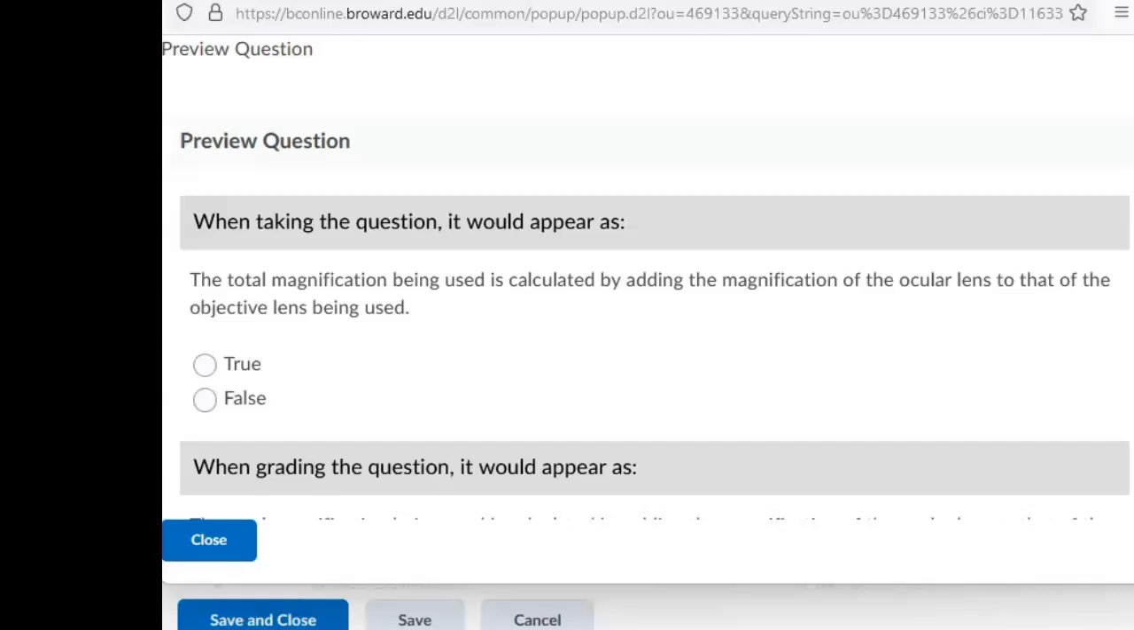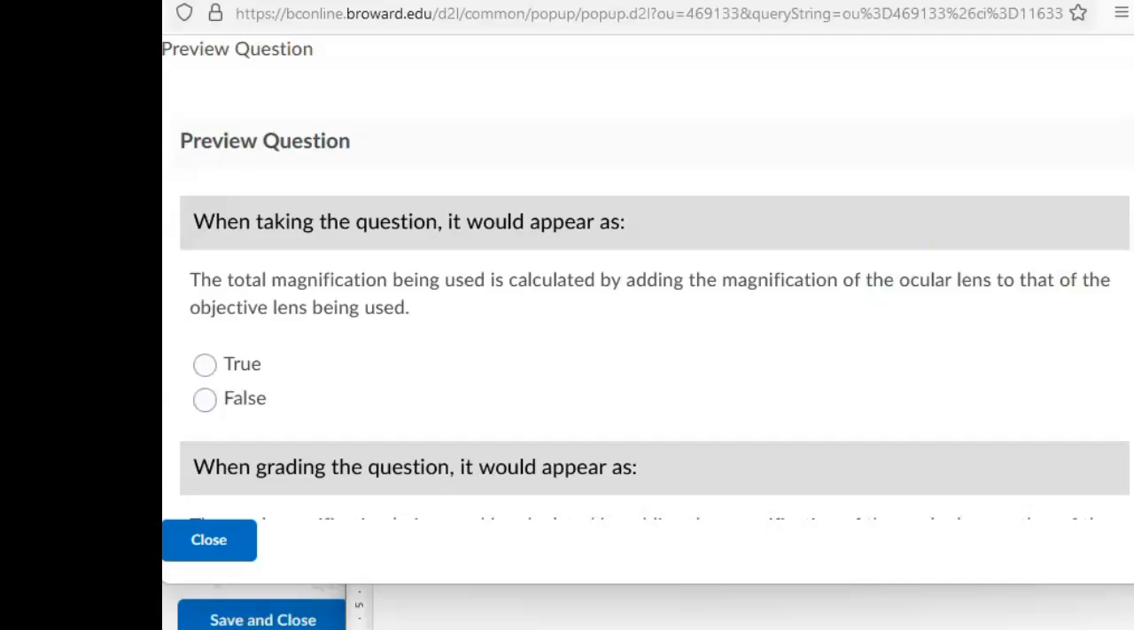Okay. Next question. The total magnification being used is calculated by adding the magnification of the ocular lens to that of the objective lens being used. Okay, I will stop for 5 seconds so you can think about your answer. Okay, it says in here that the total magnification is found by adding the magnification of the ocular lens and the objective lens, but that's not correct. We do not add, we actually multiply.